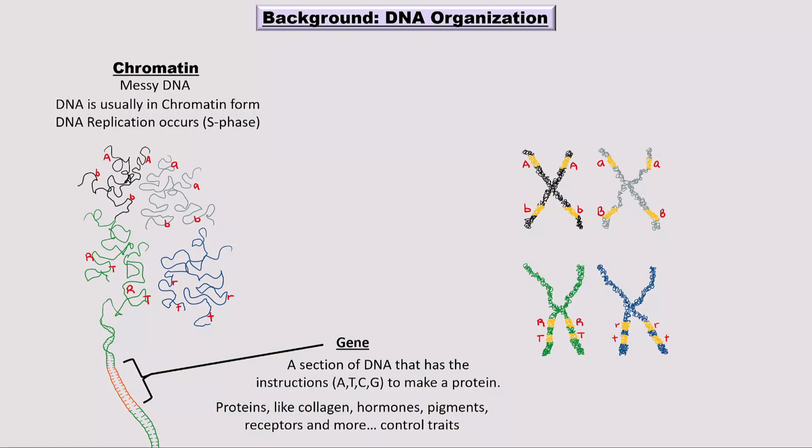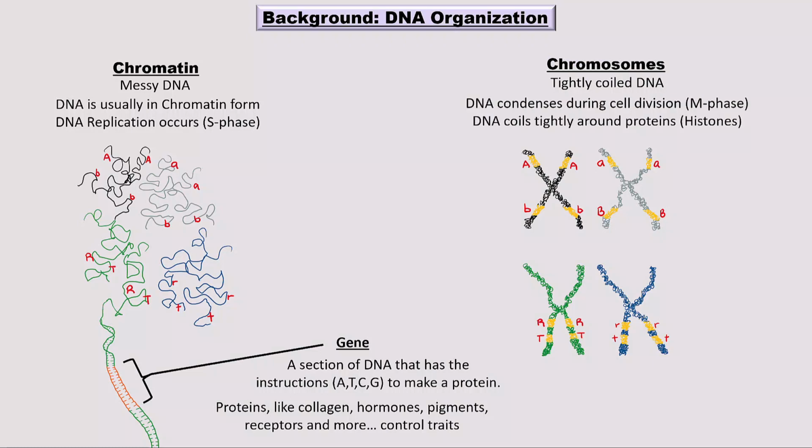At a certain time in a cell's life, the DNA will tightly coil up into these structures. Tightly coiled DNA is referred to as chromosomes. This only happens during M phase of a cell's life. This is the cell division phase. And if you notice, there are two sides to the chromosome called sister chromatids. Chromosomes could be this double-stranded X-looking structure, or they could be single-stranded, which we'll get into.